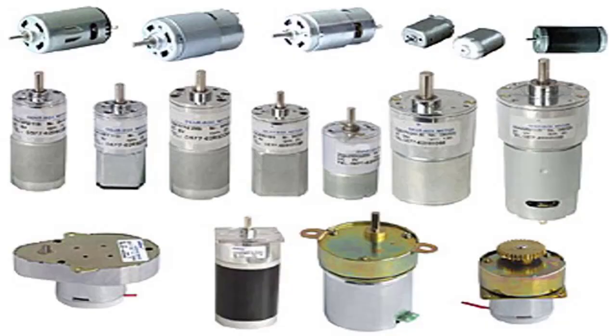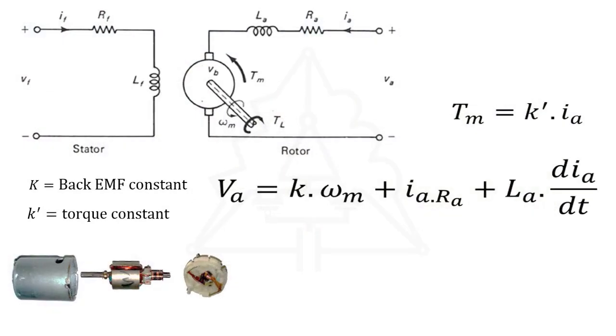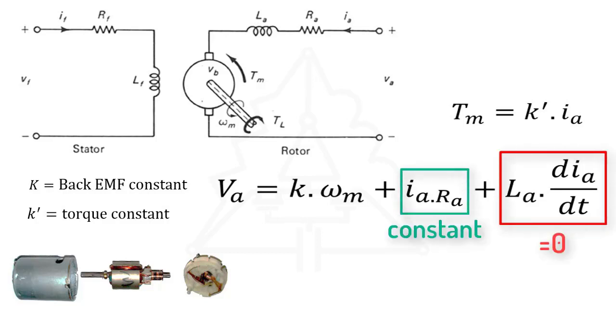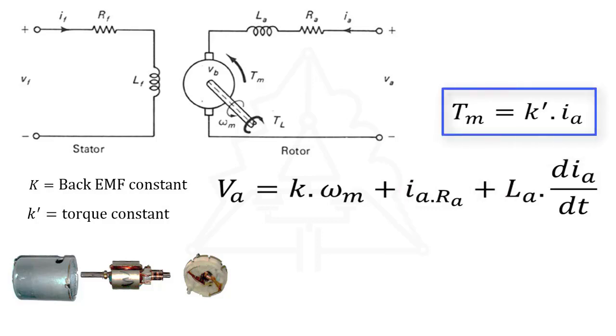Consider the separately excited DC motor. In these small motors, the stator is often a fixed magnet, and the rotor is winding. Equations on the rotor side, assuming that the current is constant, determine the direct ratio of rotor voltage and motor speed. Also, there is a direct relationship between torque and motor current.